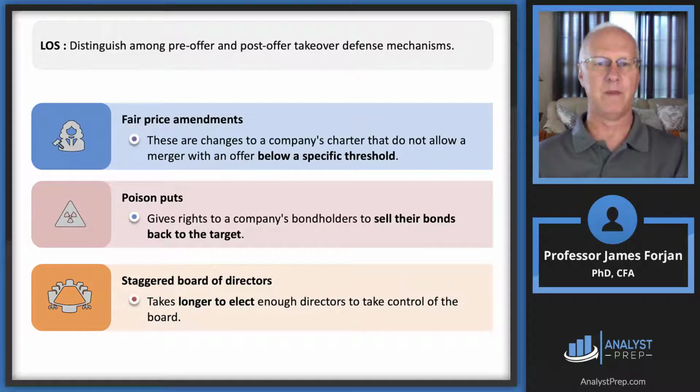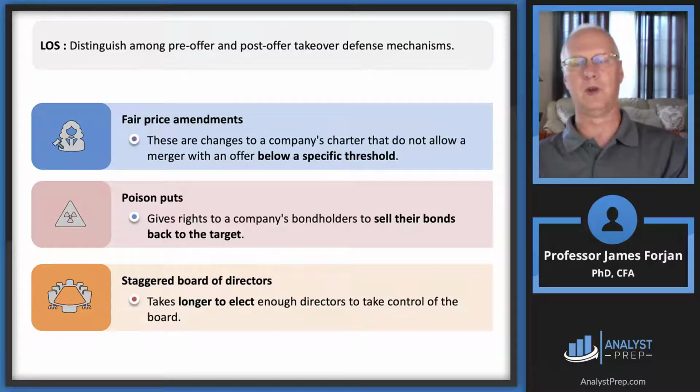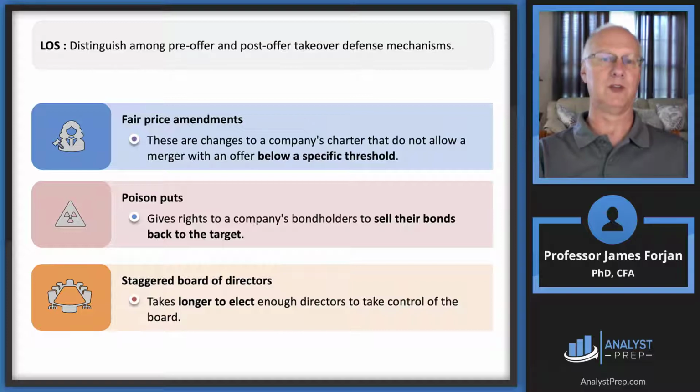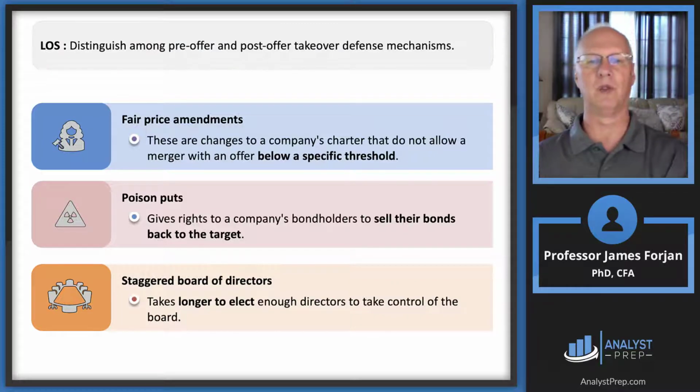A fair price amendment simply means that we can amend our company's charter that says something like, hey, if our stock price is 100, in order for us to consider an offer, it has to be a fair price. And let's just suppose a fair price is $150, let's say a 50% premium. And so our corporate charter prevents takeover or an acquisition if the offer is $110 or $130. So notice we have in bold there, below a specific threshold.